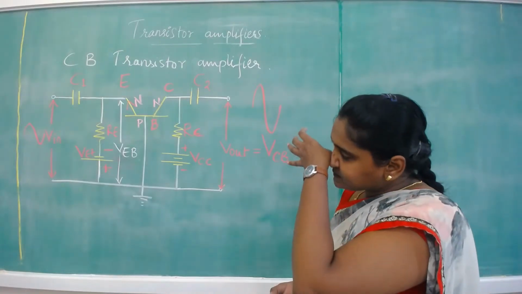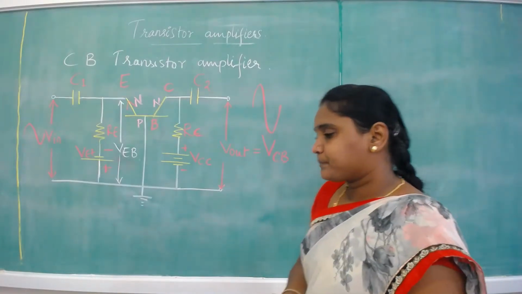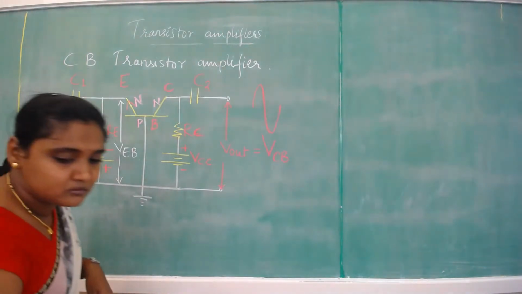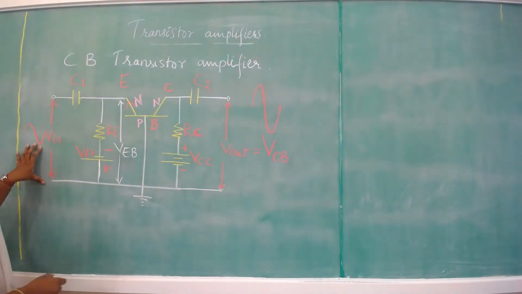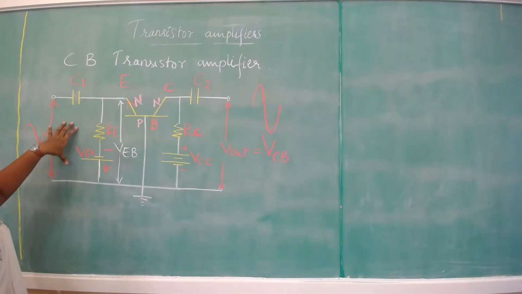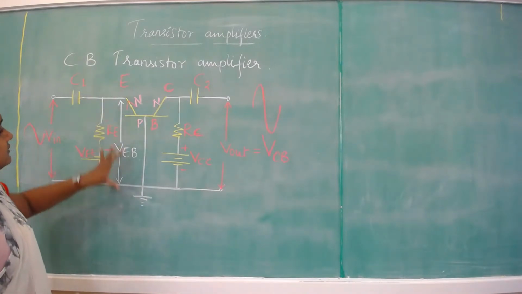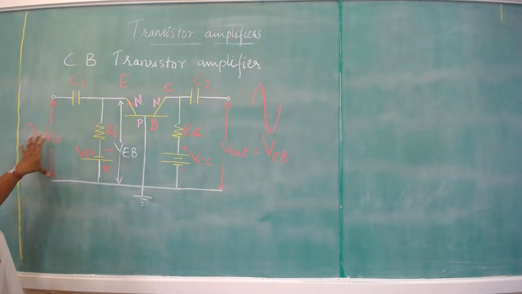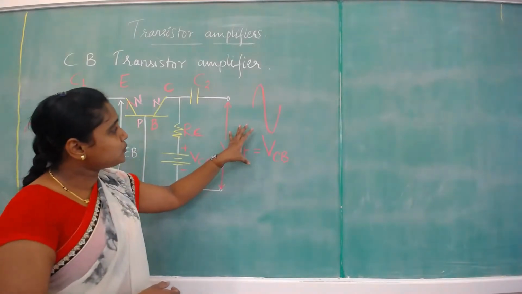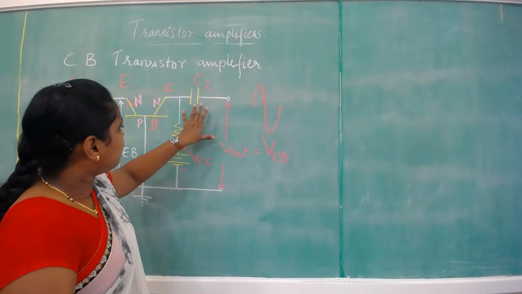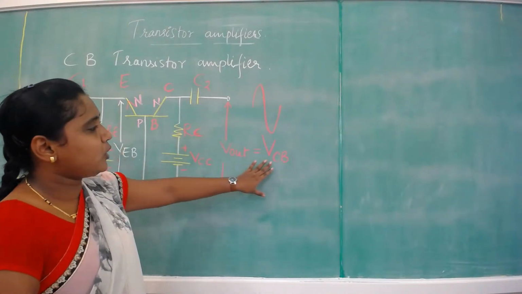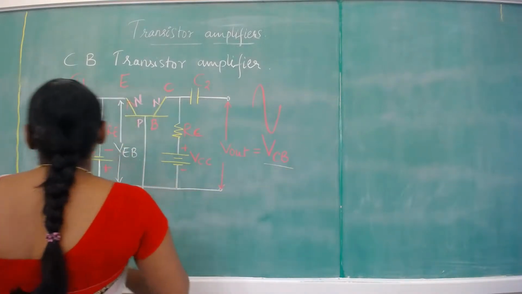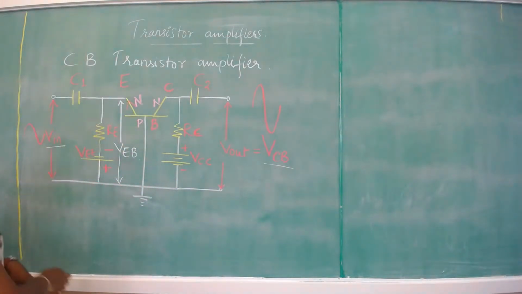Now I am going to explain the operation. What happens here? The input is applied across the emitter and base terminal, whereas the output is taken across the collector and base terminal. The output voltage is represented by VCB, this voltage, and this is the input voltage Vin.